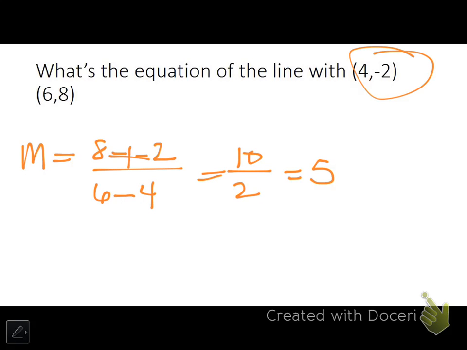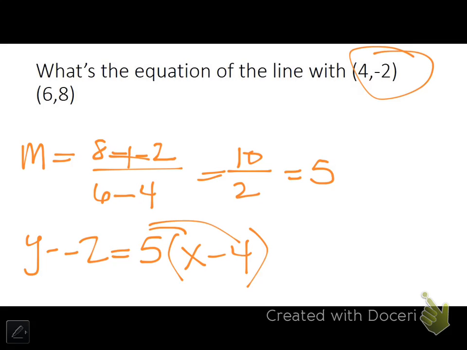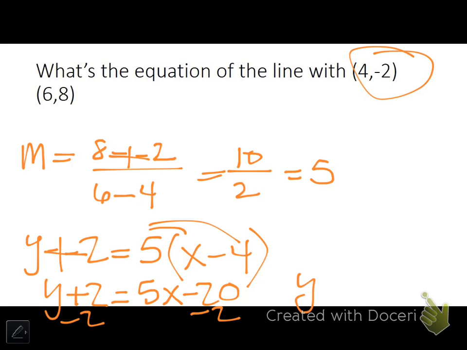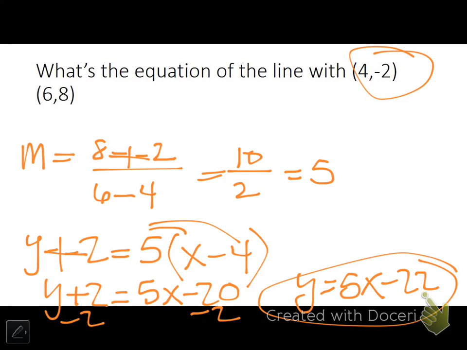Now I'm going to put it into point slope. So I'm going to do y minus negative 2 is equal to 5 times x minus my x1. We distributed, again, two negatives make a positive here. So I get 5x minus 20, subtract 2, so y equals 5x minus 22. There's my answer. That's my equation of a line that I can graph if I really wanted to.